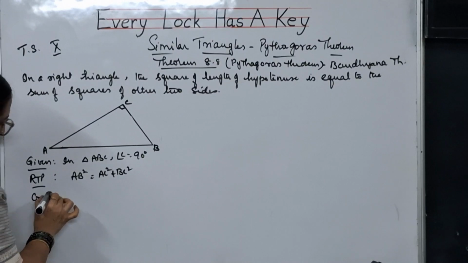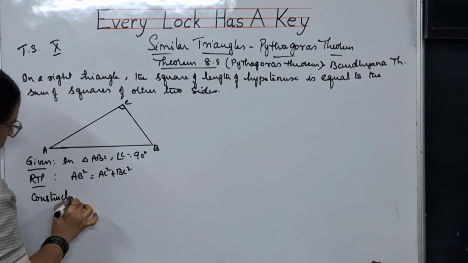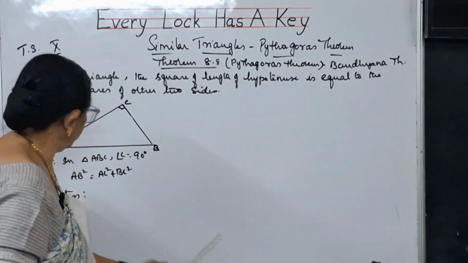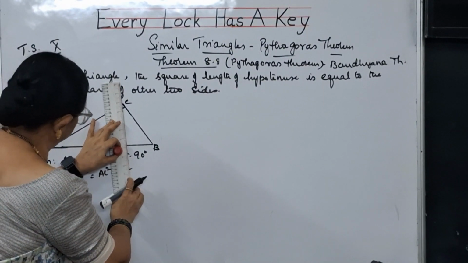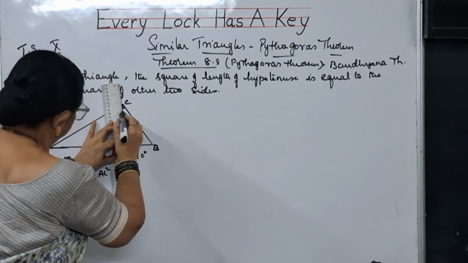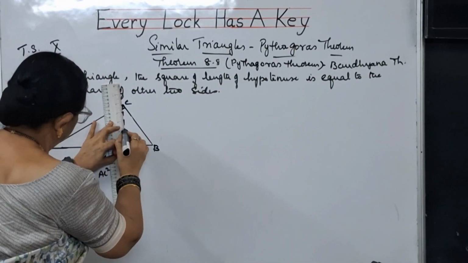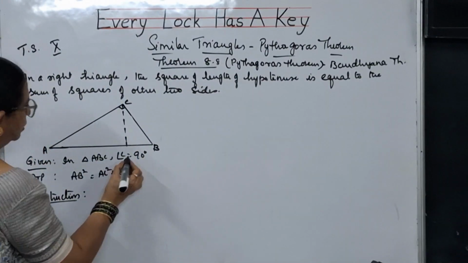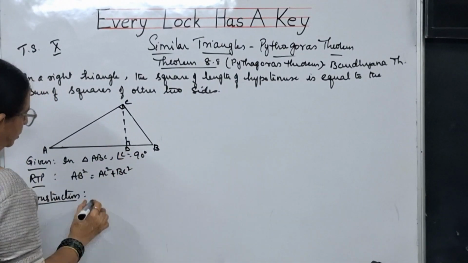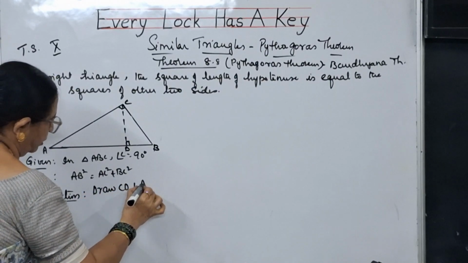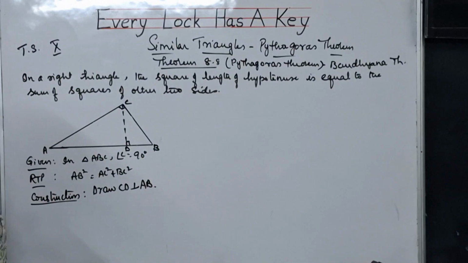Here you have got a construction. What is the construction here? You have to draw a perpendicular from C. So construction, it should be in broken line, children. So CD perpendicular to AB. Draw CD perpendicular to AB. So let us see the proof.